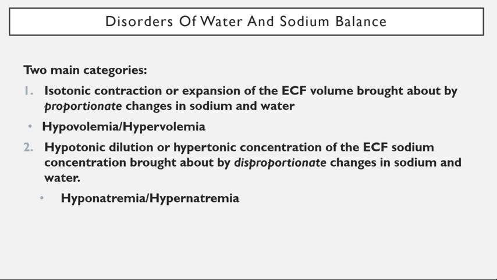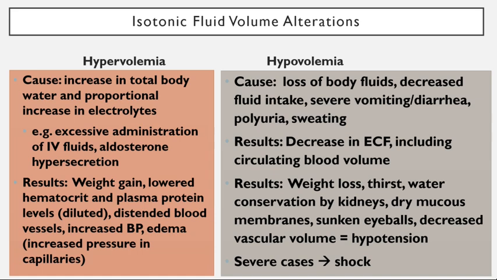And there's two main categories of these imbalances. We have isotonic contraction or expansion of the extracellular volume brought about by proportionate changes in sodium and water. So this is like the ratio of salt to water is the same, but you have too much water or too little water, because these are tied together because of the hydration shells of sodium, right? And the second one is where the ratios are off. You have too much or too little sodium in your body, and that's hyponatremia and hypernatremia.